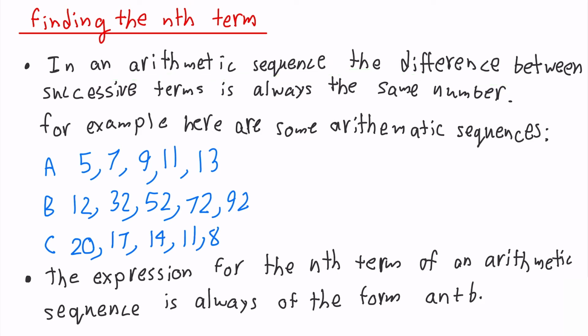For example, here are some arithmetic sequences: 5, 7, 9, 11, 13; 12, 32, 52, 72, 92; 20, 17, 14, 11, 8. The expression for the nth term of an arithmetic sequence is always of the form an plus b. The difference between successive terms is equal to the number a. The number b can be found by looking at the terms.